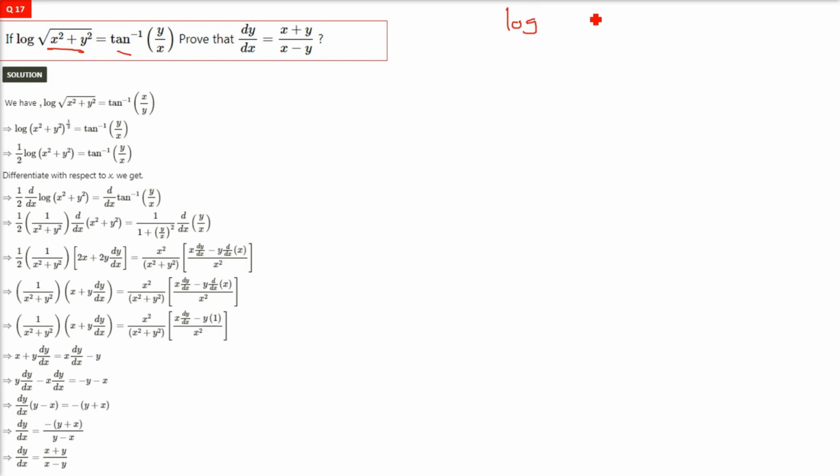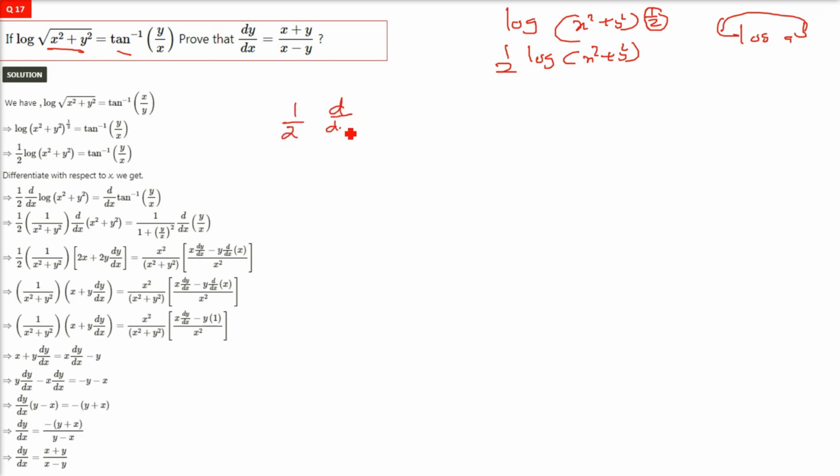Okay, but one thing is log of under root x square plus y square can be written as half, under root is to the power half. So whenever we have log a to the power b like this, b comes in front. So it will be half log x square plus y square. Alright. So that is the only thing we need to do. So half d by dx of log x square plus y square. Then we have tan inverse y by x. So d by dx of tan inverse y by x.